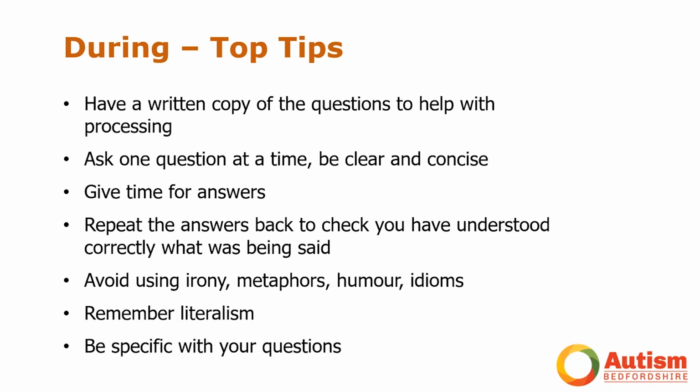So some of the top tips for you. Have a written copy of the questions and give that to the autistic person. This will help them with the processing and be able to keep them on track of what you are doing. Remember, I feel as if I've gone on about this quite a bit. Ask one question at a time and be clear and concise with what you're asking. Also, give time for answers. Remember, processing. For somebody who is autistic, this may take a little bit longer to process. So do give time for that. And in your planning of your time for meetings, bear this in mind that some meetings might take a little bit longer than some that you're used to going to.